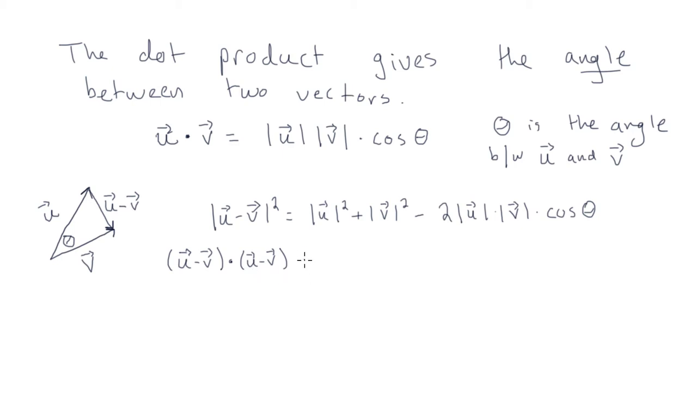Okay, and this equals length of u squared plus length of v squared minus 2 length of u times length of v times cosine of this angle. And if I expand this out, recall that the dot product is distributive, so I can FOIL this out just the way I would normally. And it's also commutative, so I can combine the middle term.